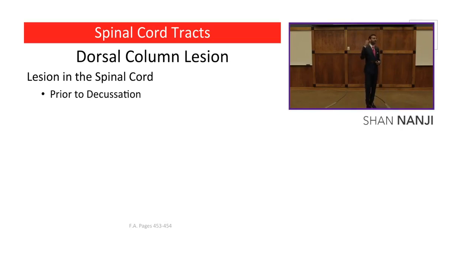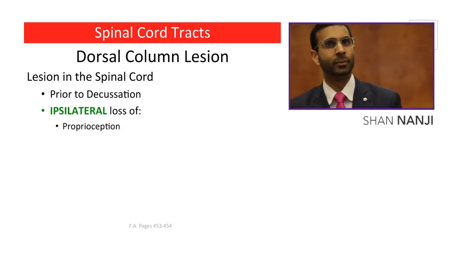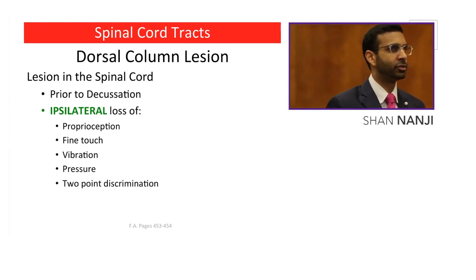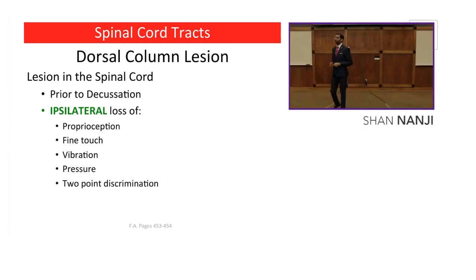So that means if it's below the decussation in the medulla, it will be the same side or ipsilateral side. So same or ipsilateral loss of those same sensations. And those sensations, again, were conscious proprioception, fine touch, vibration, pressure, and two-point discrimination. So if you have a lesion in the dorsal column, you will have a positive Romberg test.